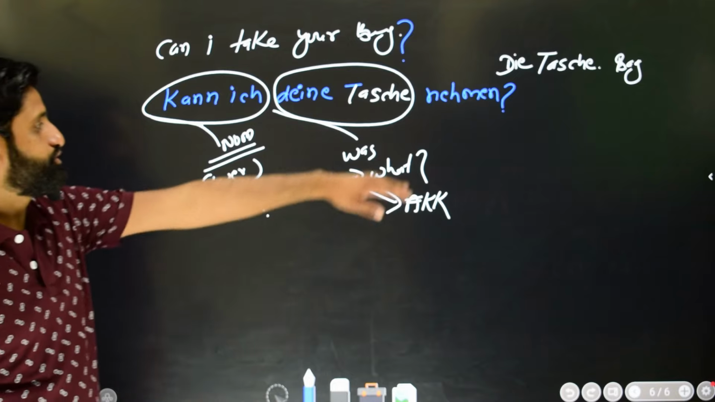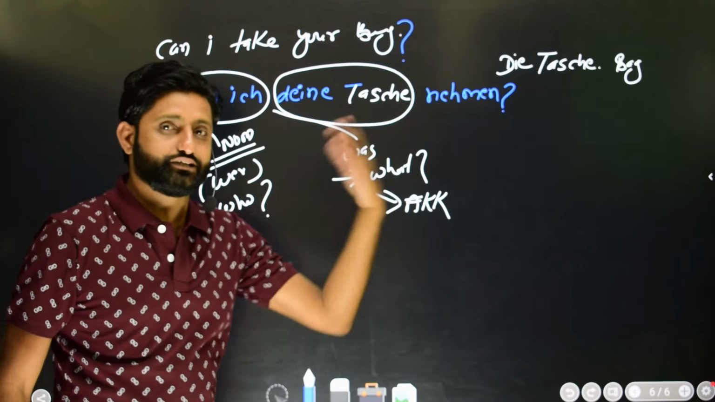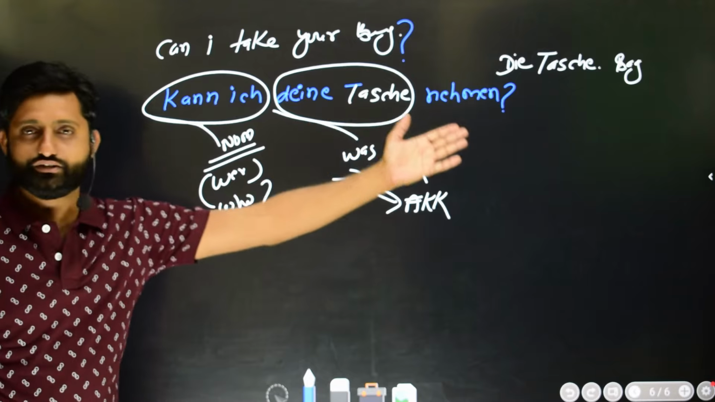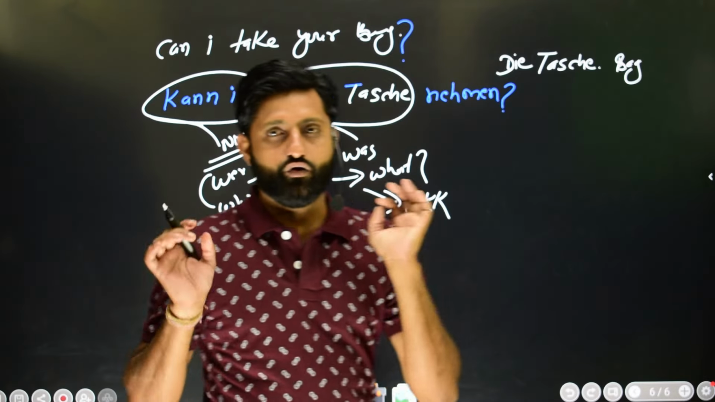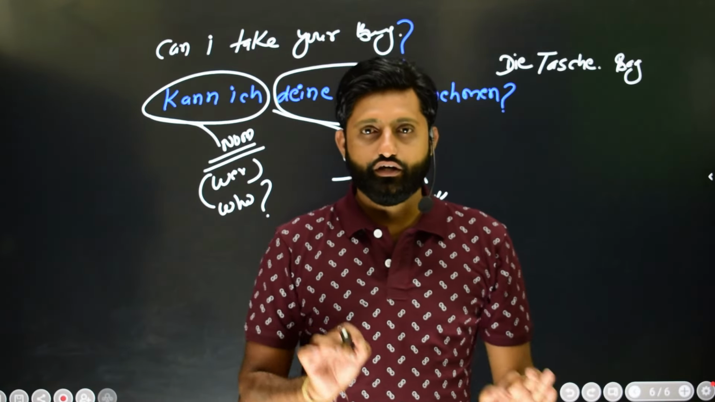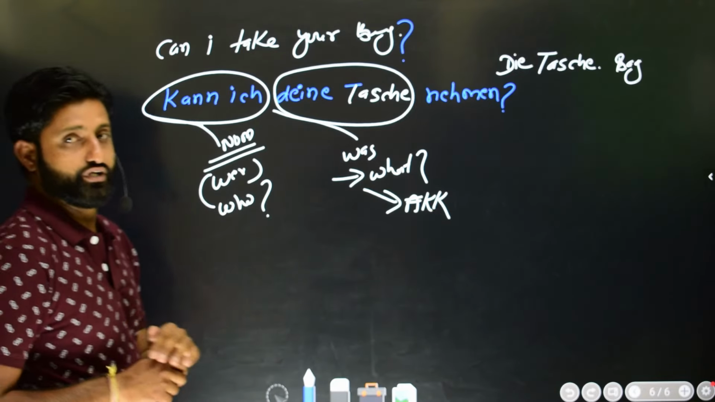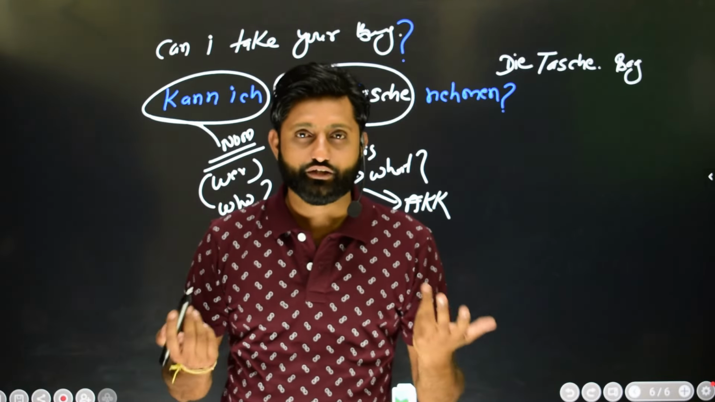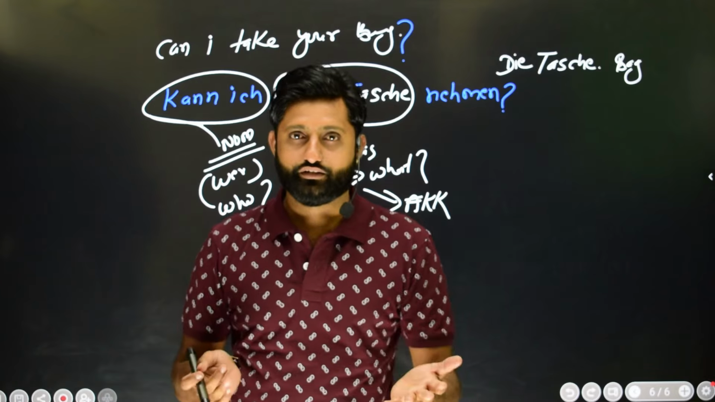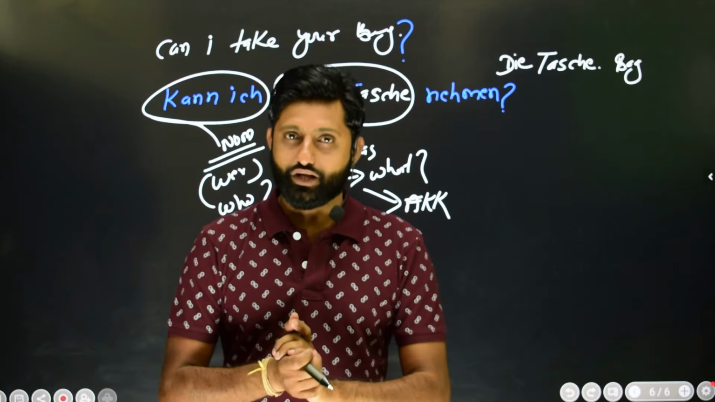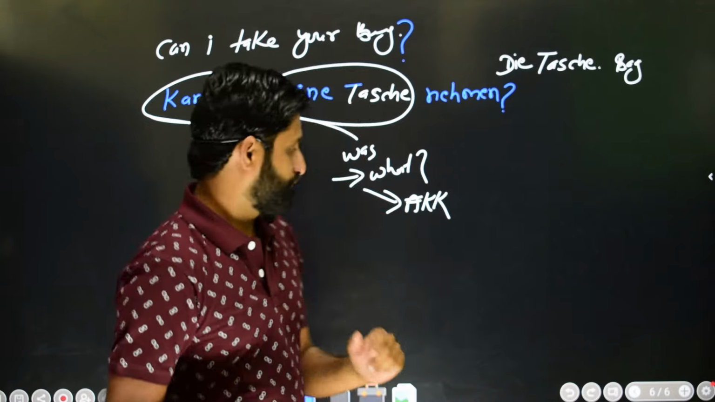And why did I use nehmen at the last position? Very simple, because we have used a modal verb here. That is the reason the main verb will go on the last position in infinitive form. So kann ich deine Tasche nehmen? Ja, du kannst meine Tasche nehmen. If somebody asks you, kann ich deine Tasche nehmen? Can I take your bag? You can say, ja, du kannst meine Tasche nehmen.